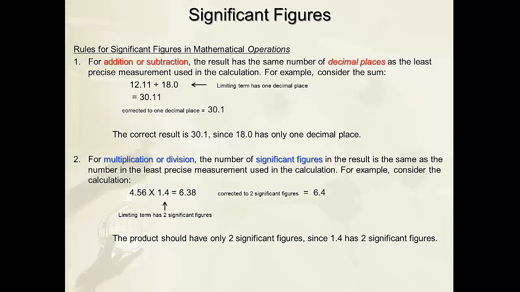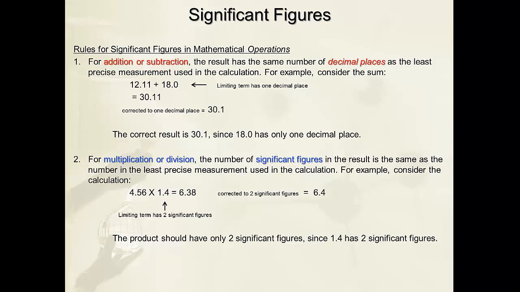So in this case, you take your 12.11, add it to 18.0, and in your calculator or in your head, you get 30.11, but then you have to correct that to 1 decimal place. You go to the least number of decimal places if you're adding or subtracting. Now for multiplication or division, we have to go to the least number of significant figures.